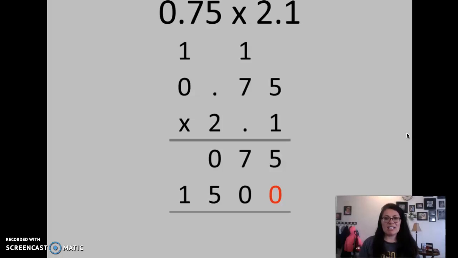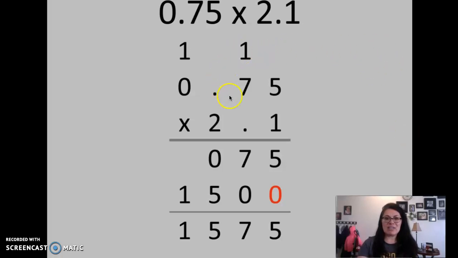All right, so now we are going to add, just like we normally do in normal multiplication. We are going to add through. So we have 5, 7, 5, 1. So 1,575. If you leave it like this, you will be wrong.